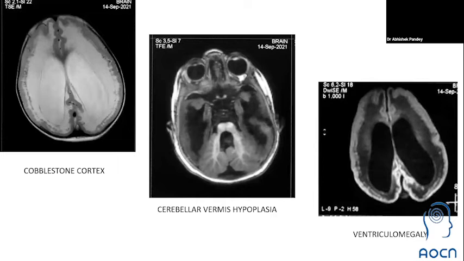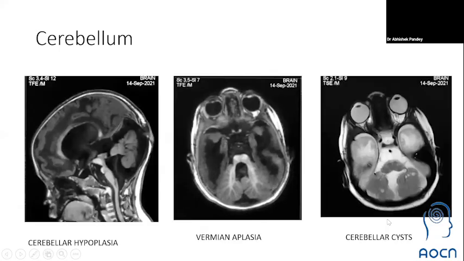I have shown a few of them for the presentation. So in this, we can see there is cobblestoning in the cortex present. It is a thick cortex, and there is ventriculomegaly, and prominently we can see cerebellar vermis hypoplasia. So there is cobblestoning in the cortex, there is cerebellar hypoplasia and ventriculomegaly present.